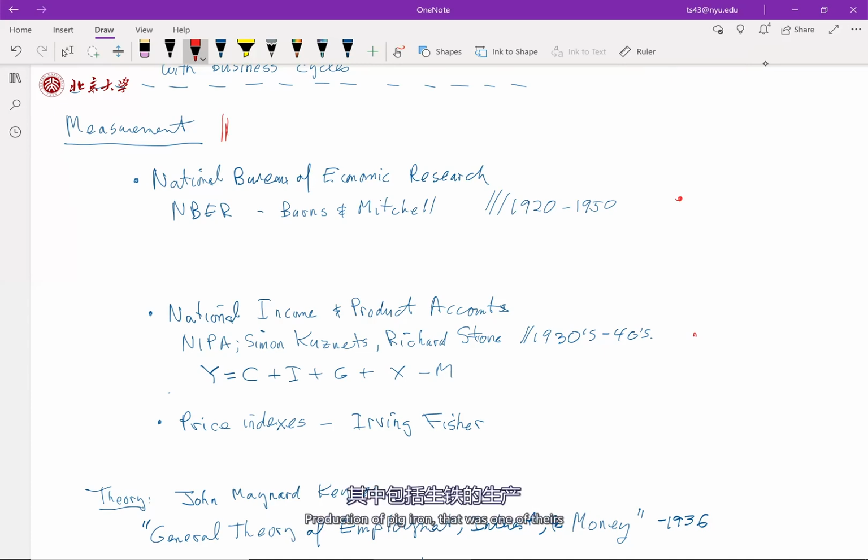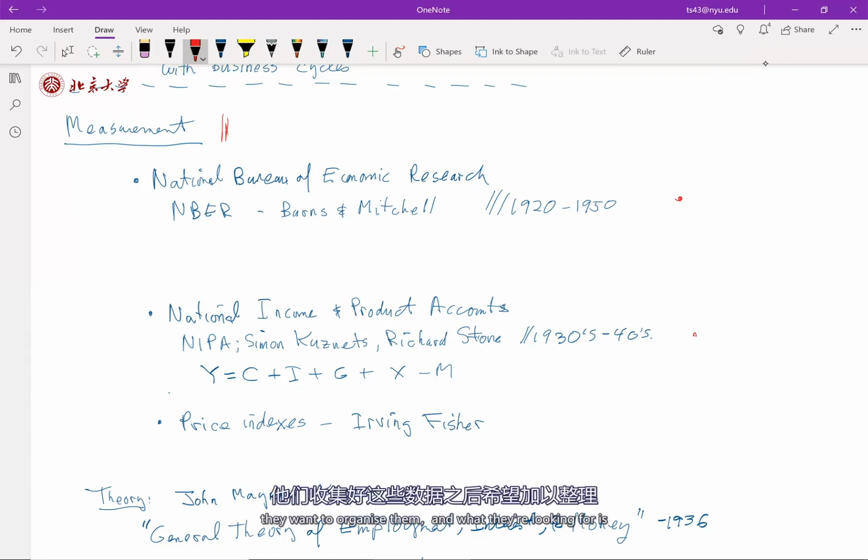Production of pig iron, that was one of theirs. Production of various agricultural products. Fragmentary measures of prices of various kinds. So they'll literally get tens and scores and hundreds of measures, and they'll get time series of them. Pig iron production monthly or quarterly. They want at least quarterly.